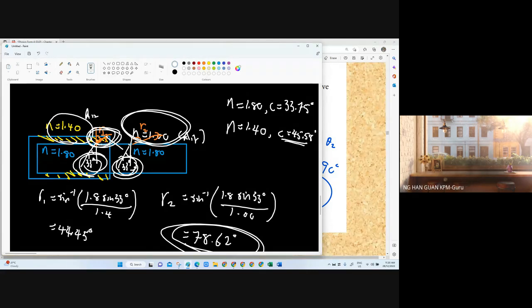Okay, so because the critical angle is 45.58 for the outer cladding, the light still has the chance to come back in. Because I just simply gave you an angle of 33 degrees. Slightly more than 33 degrees but still less than 33.75, it will be possible for the light to come back in. That's why we need the outer cladding.